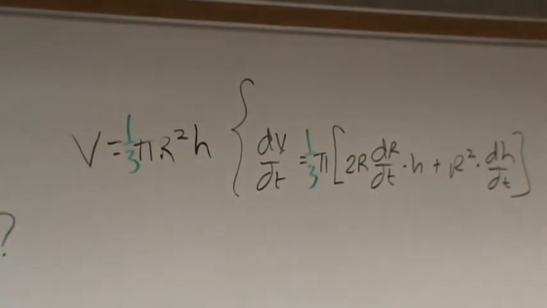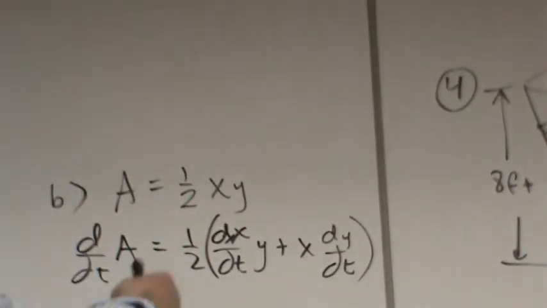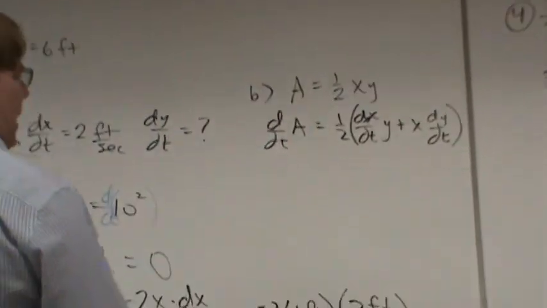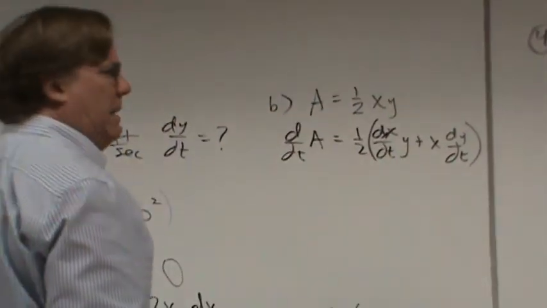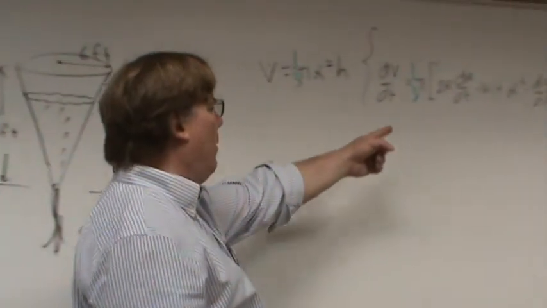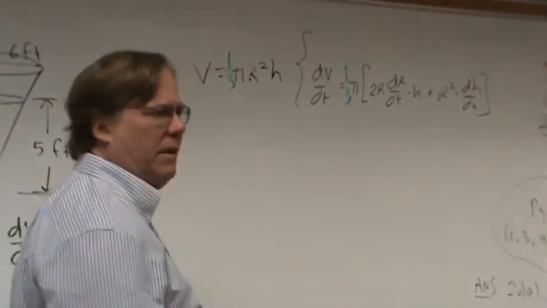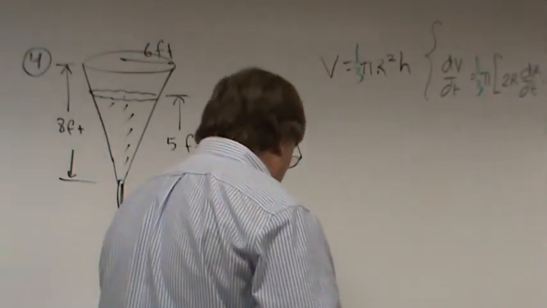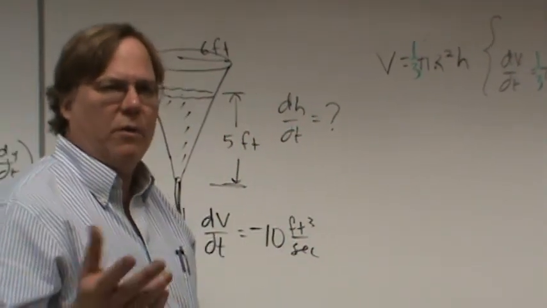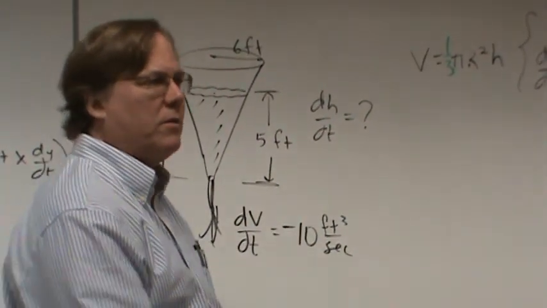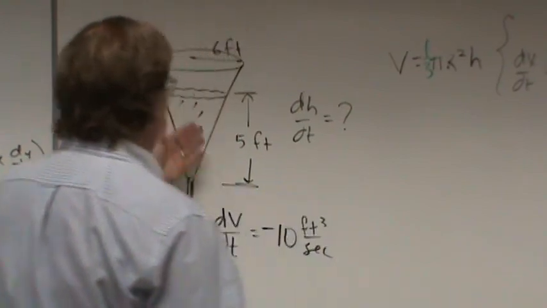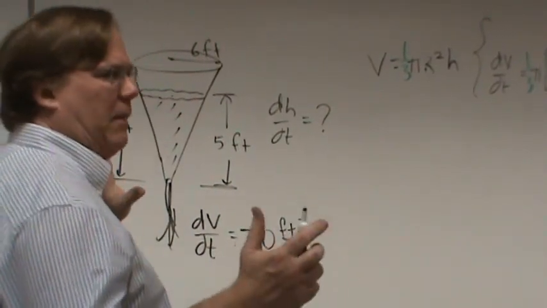It was okay to have two of these rates on the right side of the equation on the previous problem because I already knew one of them. I knew dx/dt and dy/dt, so I could find dA/dt. But here, I don't know what dr/dt is, and I don't care. So when that happens, you're going to want to substitute for one of the variables.